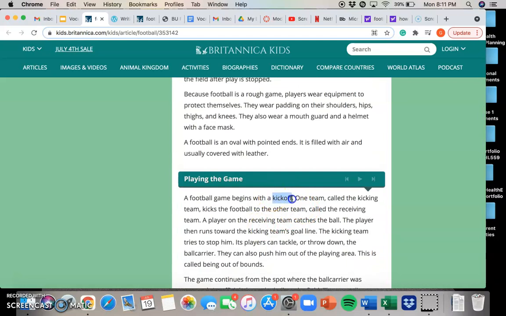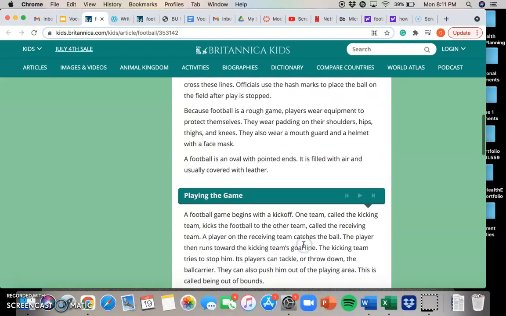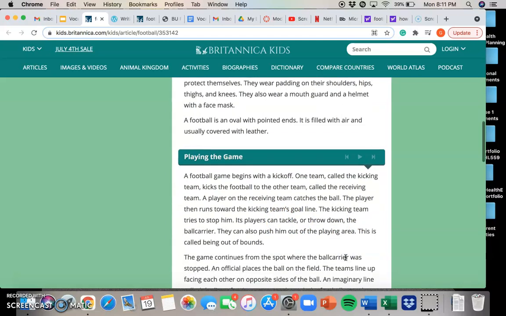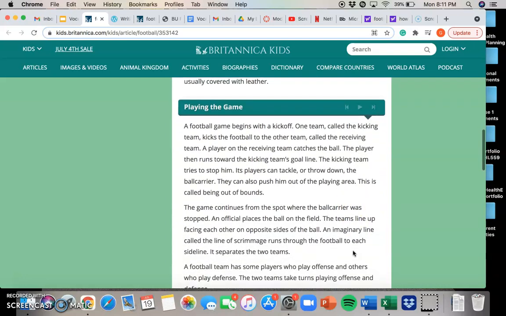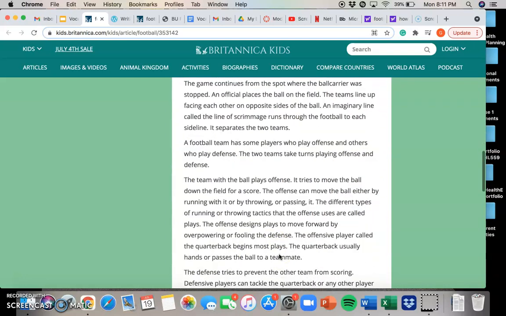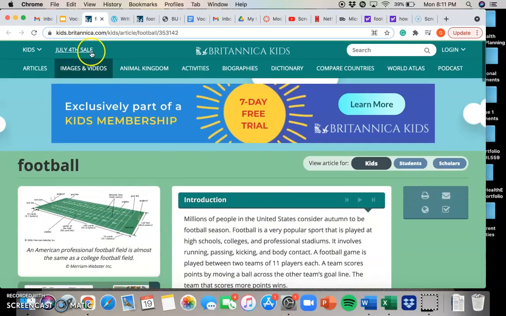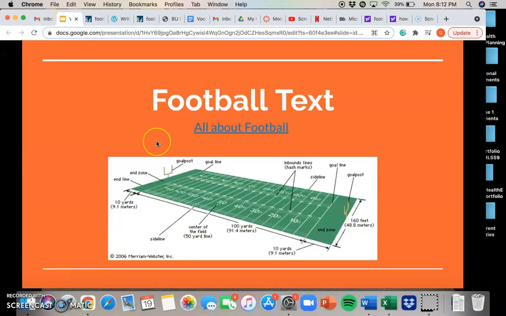You could also pick kickoff. So what does a kickoff mean? And tackle. What is tackling? Obviously, we wouldn't tackle in our PE class for safety reasons, but we could modify that to be safe in our classrooms. And you could pick a variety of words you did know and you didn't know from this text, and you'd put it into your word splash.